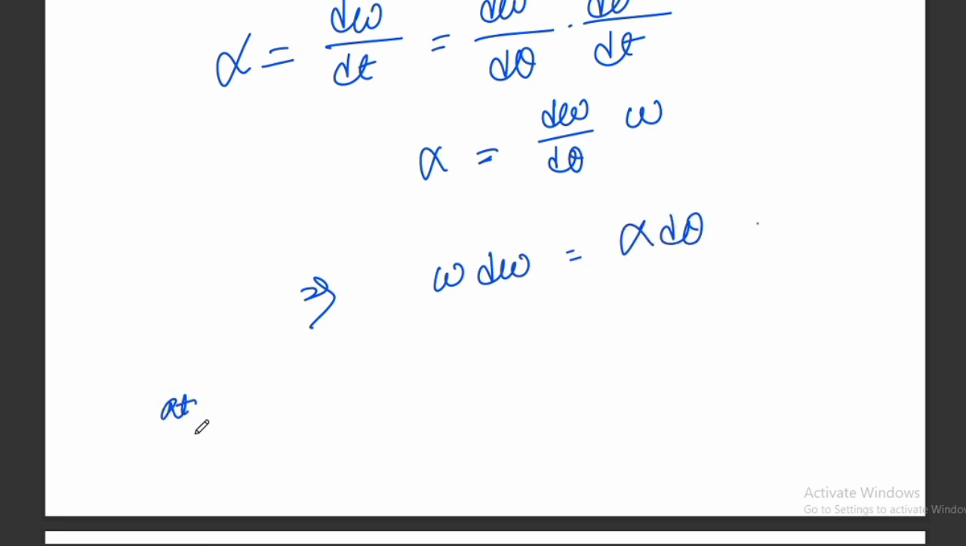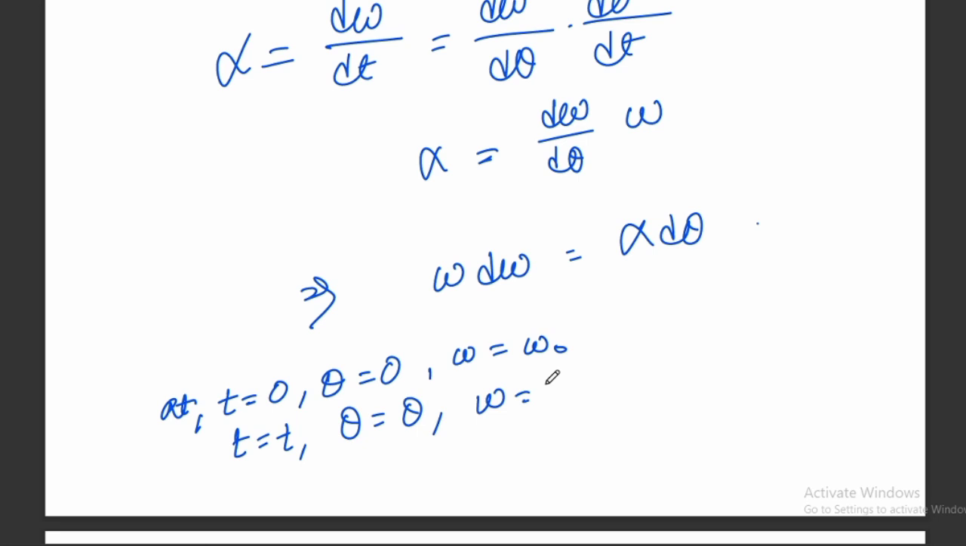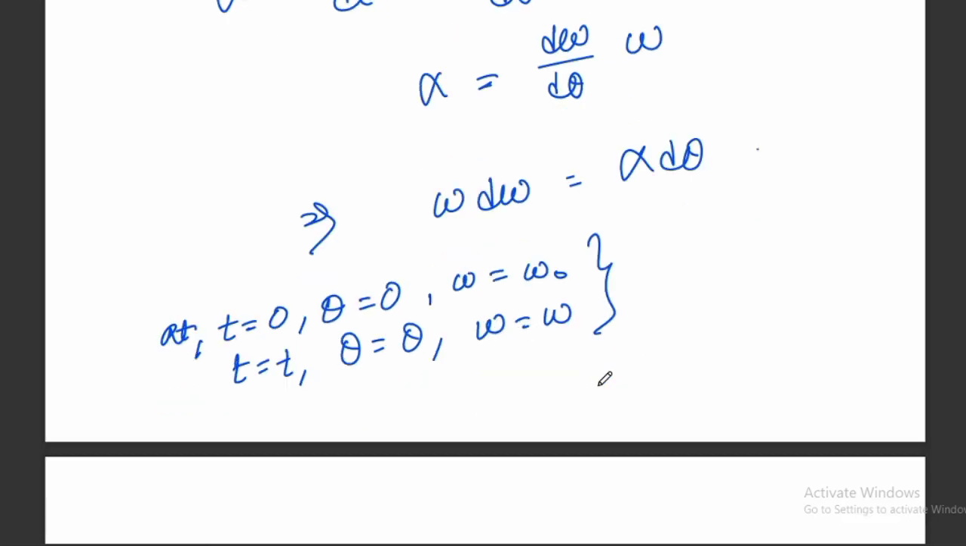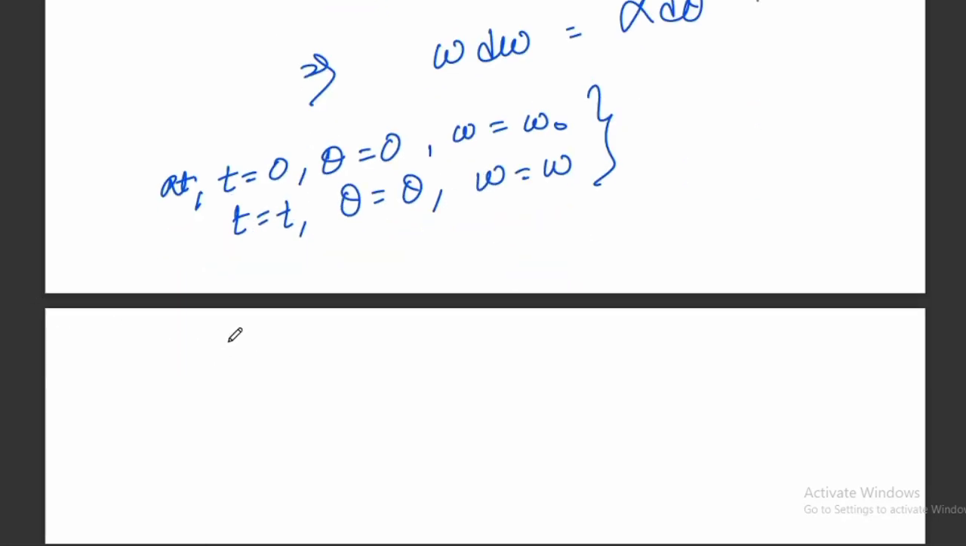Now the limits: at time t equals 0, the initial angular displacement was 0 and the initial velocity was omega naught. And at time t equals t, theta was theta and omega was omega. So putting the limits and integrating that equation, omega d omega equals alpha d theta. Limits are omega naught to omega and 0 up to theta.